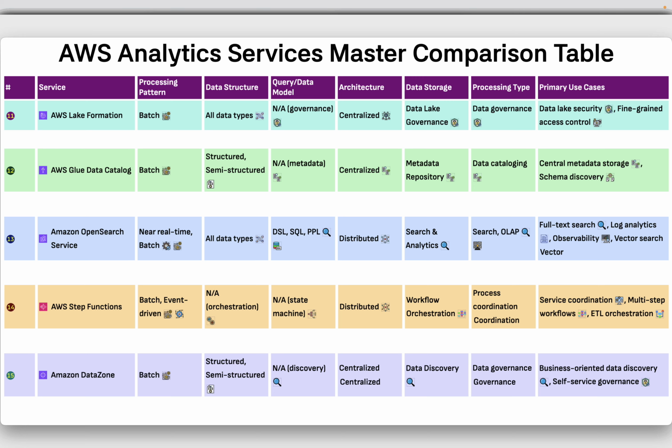Next comes Amazon DataZone. Processing pattern, batch. Data structure, structured as well as semi-structured. Query and data model, not applicable because it's a discovery service. Architecture, centralized. Data storage, data discovery. Processing type, data governance, it falls under governance. Primary use cases, business-oriented data discovery and self-service governance.